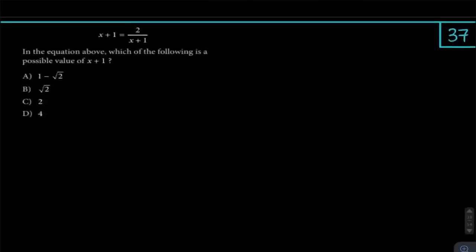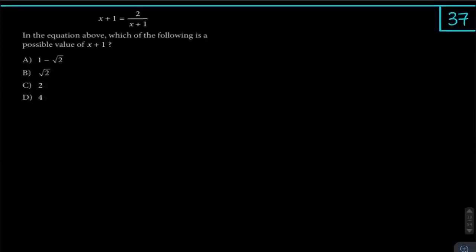So let's move on here to problem 37. Problem 37 says that x plus 1 is equal to 2 over x plus 1. And it says, in the equation above, which of the following is a possible value of x plus 1? Okay? And so we have a bunch of different answers here.